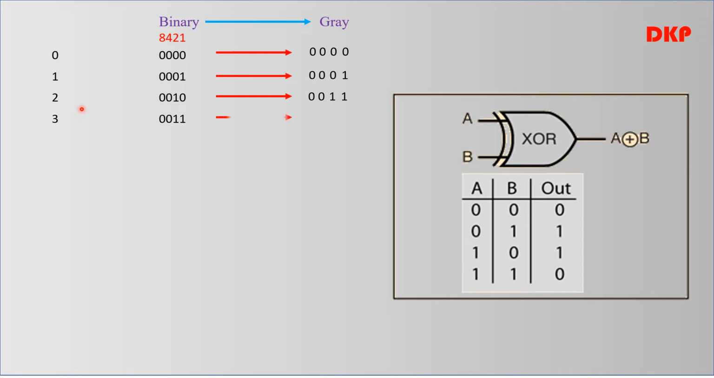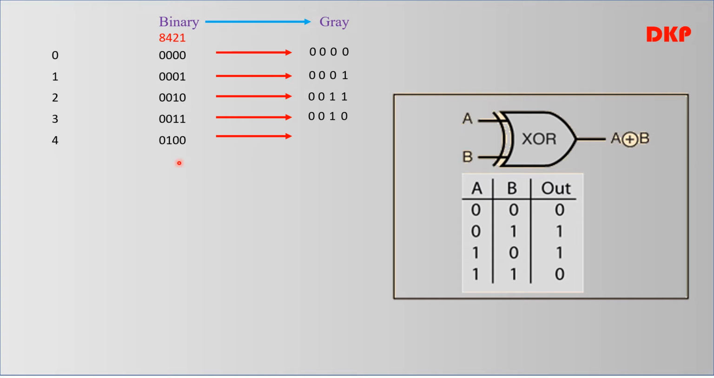Now you have to check for 3. 0011. The first bit is written as it is, that is 0 is written as it is. Now XOR the first bit with the second bit. So 0 XOR 0 is 0, 0 XOR 1 is 1, 1 XOR 1 is 0. Therefore, the gray code of 0011 is 0010.